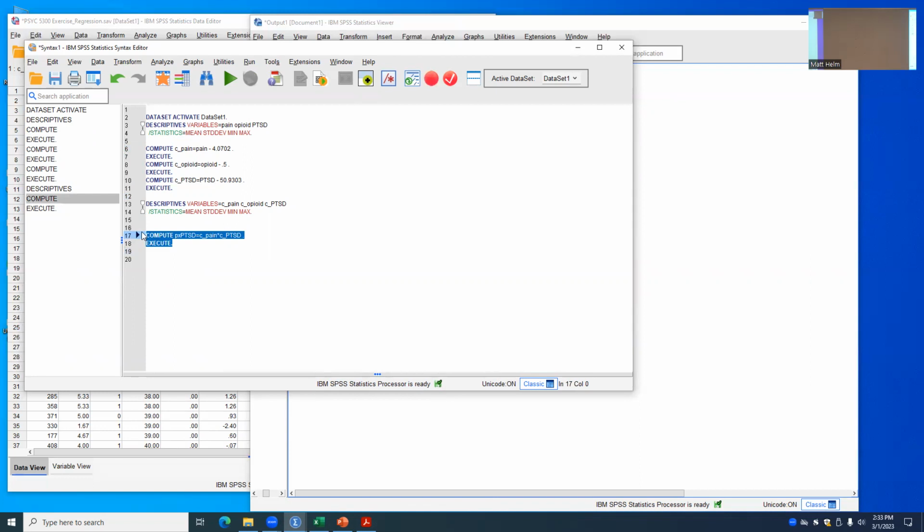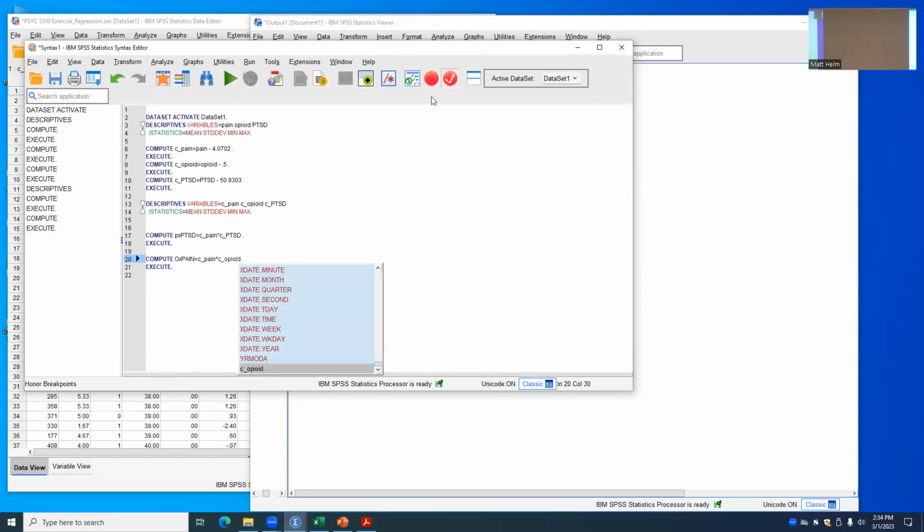And I'm going to have a second value. It's going to be opiate by pain. That's going to be pain, non-centered opioid.